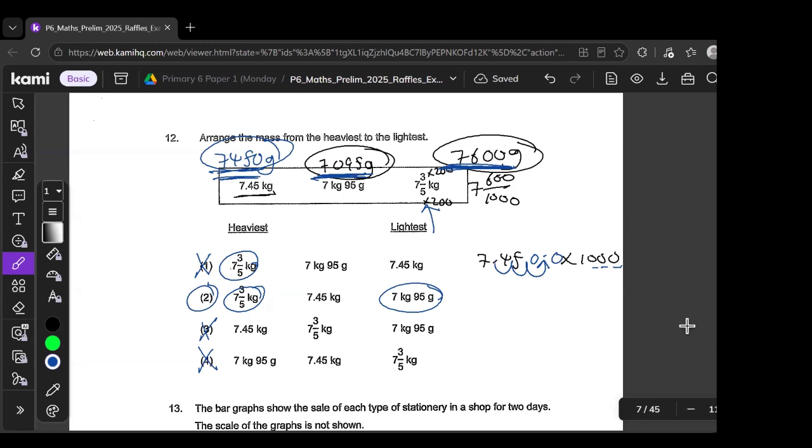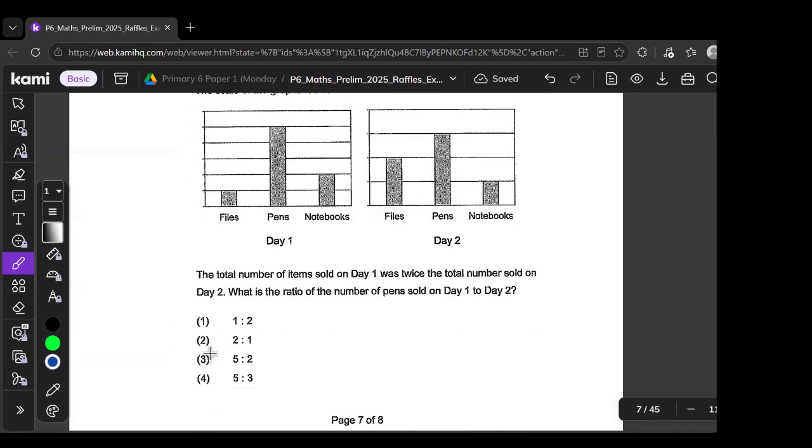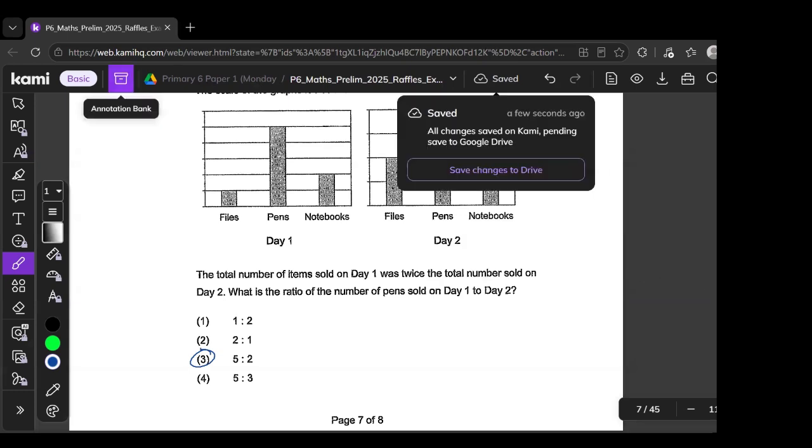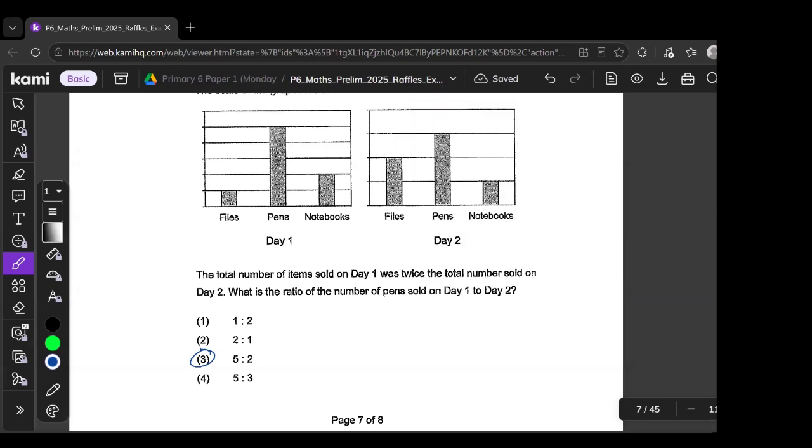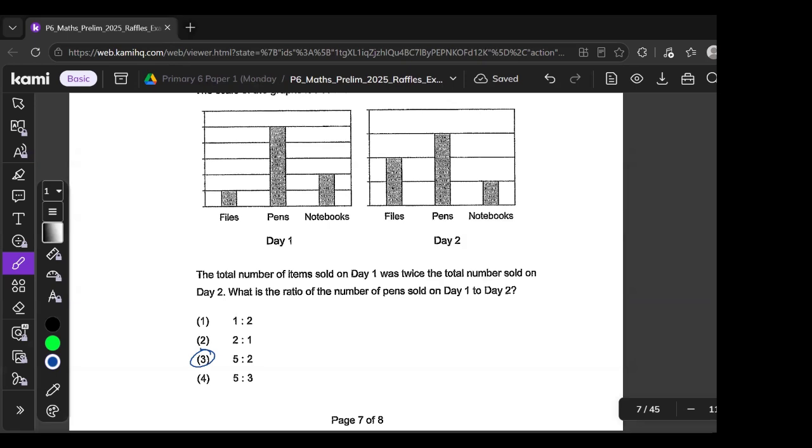Okay, Mr. can't see clearly the answer key. Okay, question 13. The answer is number 3. Okay, this is the fun part. Anyone get this number 3 correct? Anybody? No? Okay. All right, but this is the one that is not easy.